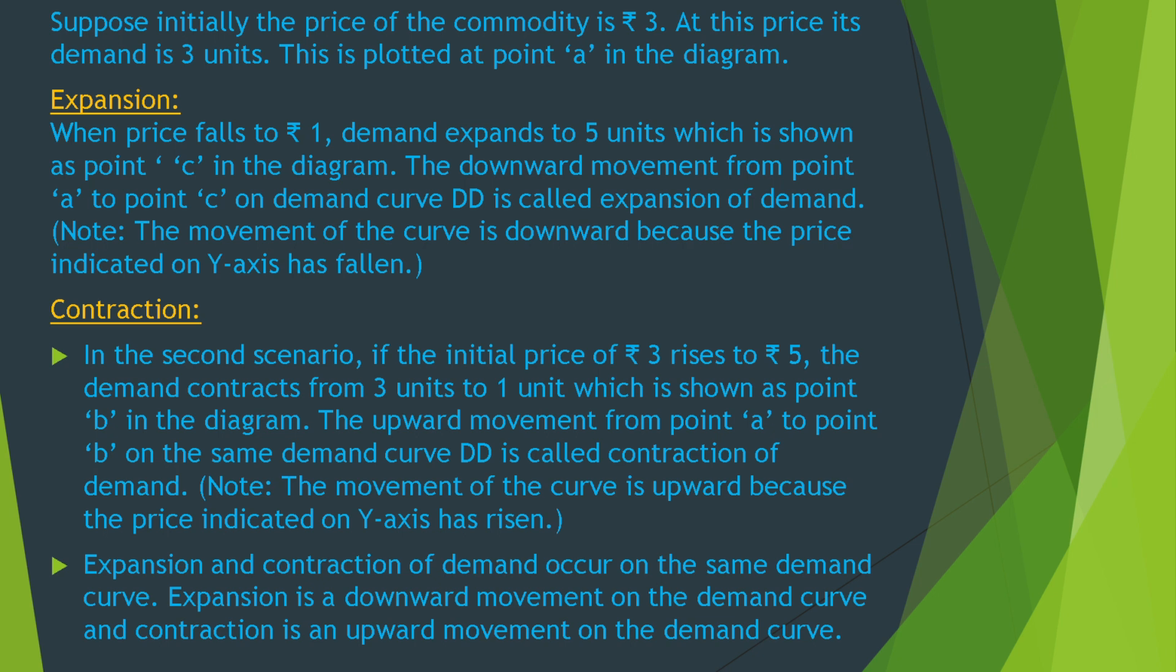Contraction. In the second scenario, if the initial price of rupees 3 rises to rupees 5, the demand contracts from 3 units to 1 unit, which is shown as point B in the diagram. The upward movement from point A to point B on the same demand curve DD is called contraction of demand. Note, the movement on the curve is upward because the price indicated on the y-axis has risen. Expansion and contraction of demand occur on the same demand curve. Expansion is a downward movement on the demand curve and contraction is an upward movement on the demand curve.